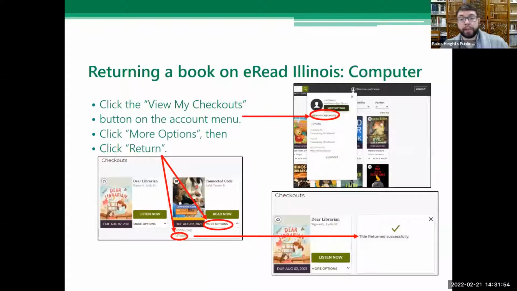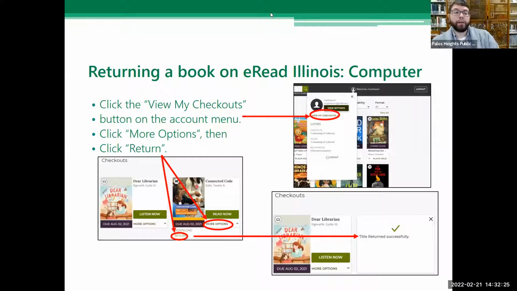All right, returning a book is easy. On a computer, you would go to the book, see what you have checked out, view my checkouts, and then just click the return button. You can see in that bottom left screenshot, it says return. You can also find it in the more options button. And once you hit return, it'll show you the bottom right screenshot where it says title returned successfully.